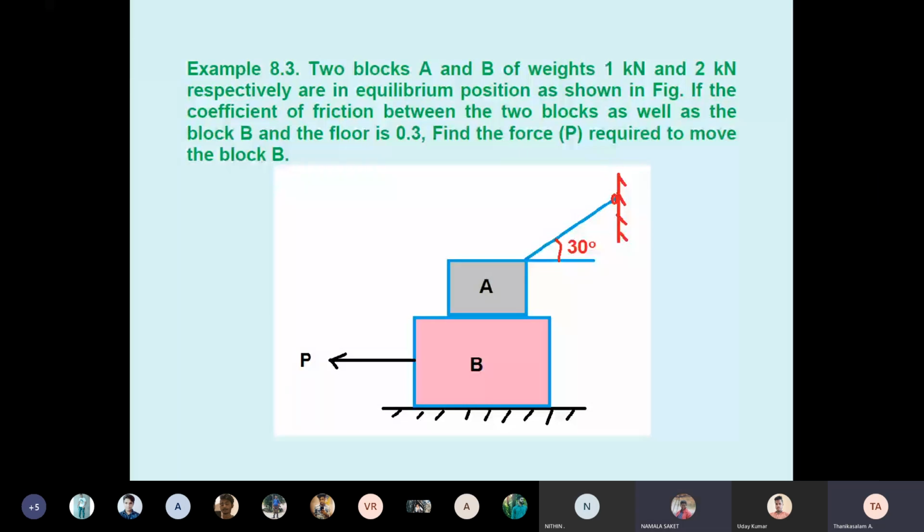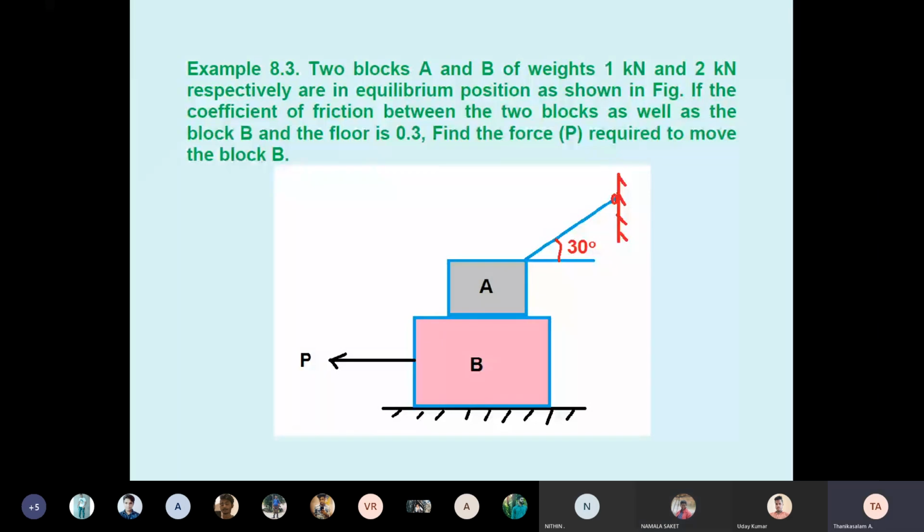Two blocks A and B of weights 1 kilonewton and 2 kilonewton respectively are in equilibrium position as shown in the figure. If the coefficient of friction between the two blocks as well as between block B and the floor is 0.3, find the force P required to move the block B.